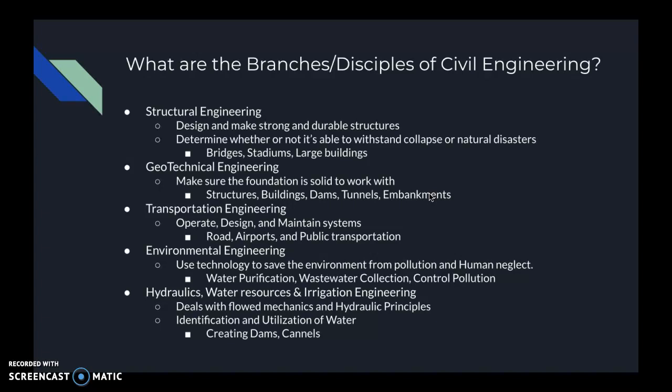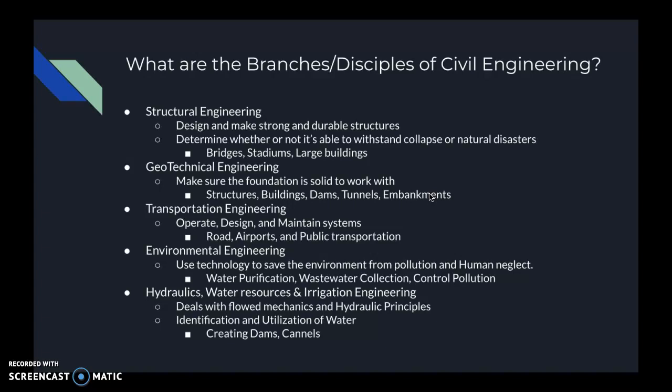There's structural engineering that designs and makes strong and durable structures. It determines whether or not it's able to withstand collapse or natural disasters. Some of those examples are bridges, stadiums, and large buildings. Geotechnical engineering makes sure the foundation is solid to work with. So those foundations are used to make structures, buildings, dams, tunnels, and embankments.